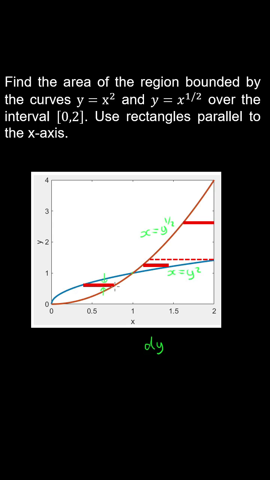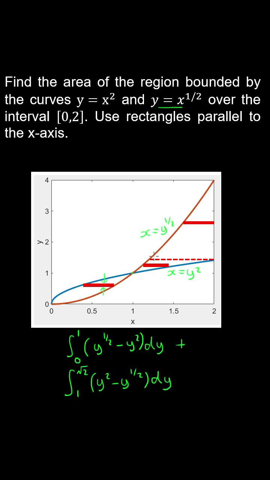Now for this first region, the parabolic curve lies to the right of the square root curve, so we subtract y squared. Now to obtain the area of the second region, we're going to integrate from y equals 1 to the top of that second region, which is given by this equation. And to obtain the width of that rectangle, we have the square root curve lying to the right of the parabolic curve, so we have y squared minus y to the 1/2. And I'll leave it for you to construct the integral for the third region, and then calculate the area and post your answer in the comments.